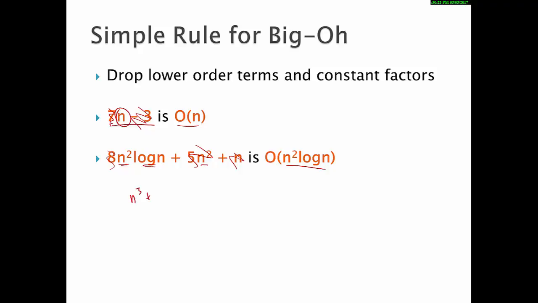N cubed plus 2 to the n plus, who cares? It's 2 to the n. I mean, 2 to the n is huge. And so on. Maybe we have a nested loop that runs in n squared, and then we have a sequential loop and another sequential loop after it, and so on. Again, it's the nested loop that matters. So your intuition is pretty good.